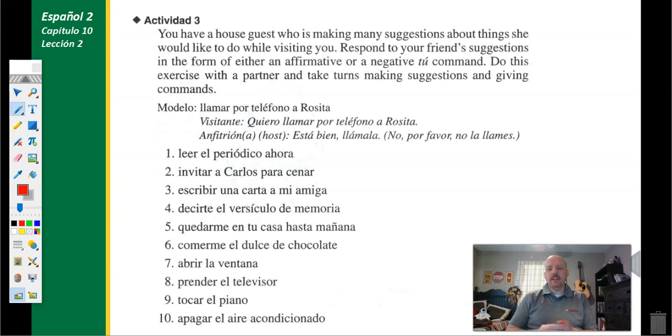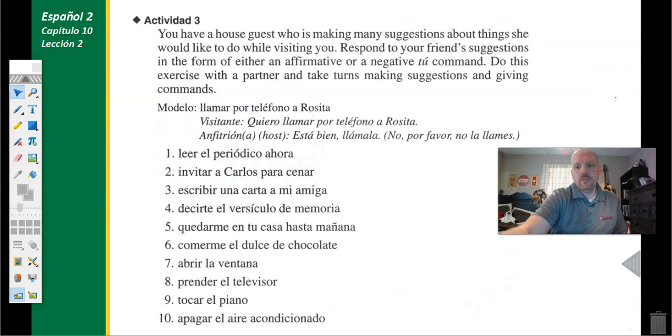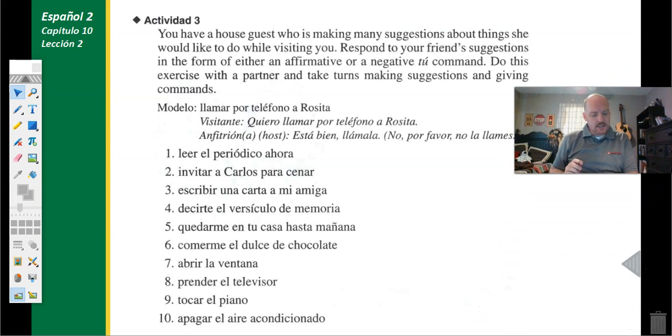Let's take a look at actividad 3. Actividad 3 en el libro. That is on página 266. You have a house guest who is making many suggestions about the things she would like to do while visiting you. Respond to your friend's suggestions in the form of either an affirmative or a negative tú command. We're not going to do this exercise with a partner. We're just going to work through the command forms themselves.